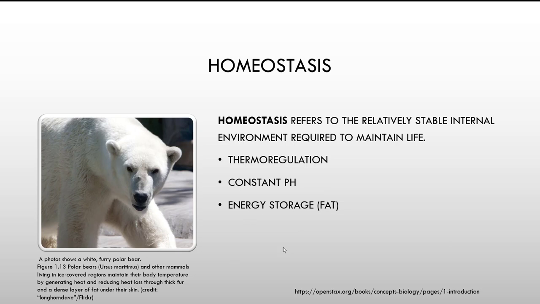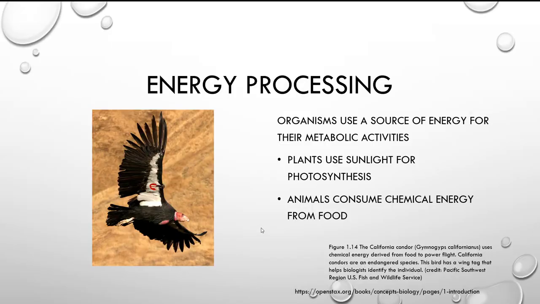Okay, so that's number 7 of our properties of life. And then finally, we have energy processing. Organisms use a source of energy for their metabolic activities. So what is the source of energy for plants? Plants take energy from the sun, and they use that energy to convert carbon dioxide and water into sugars. They can use those sugars to then convert that chemical energy into cellular energy.